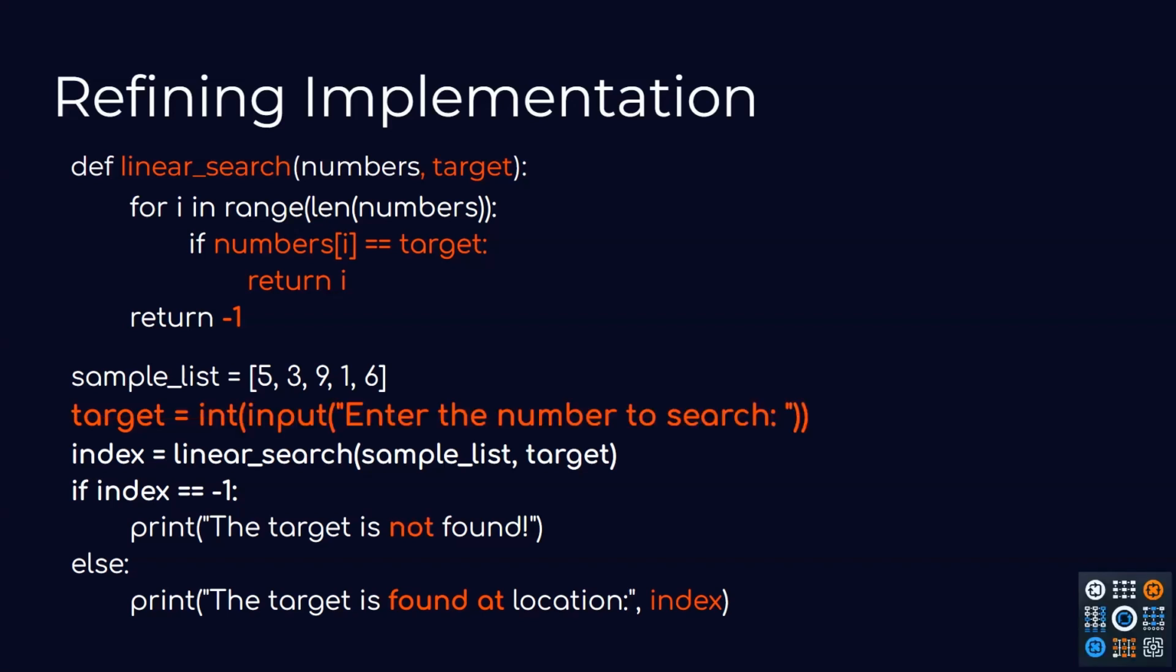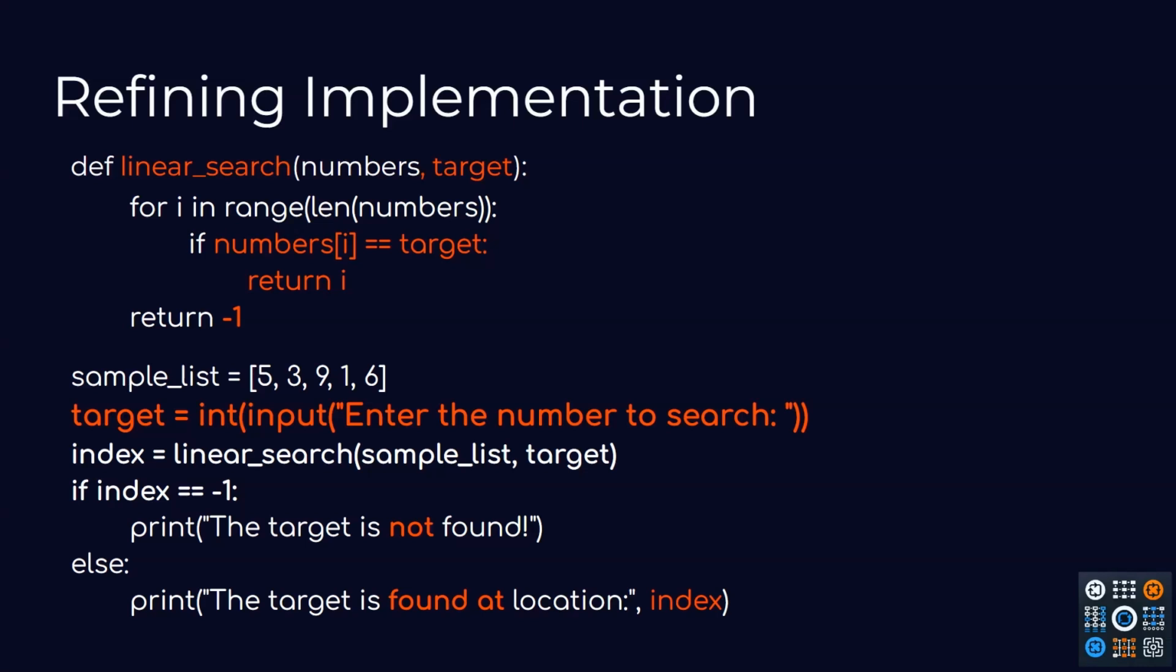To make our function more dynamic and interactive, we will replace this with a statement that prompts the user to enter the number they want to search for. We use the input function, which asks the user to type a number. This input is then converted into an integer by wrapping the input function in the int function. This small change makes our program much more versatile. Now, the user can search for any number they choose without having to modify the code itself.